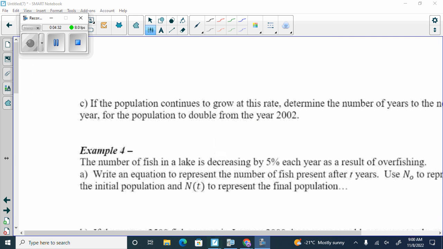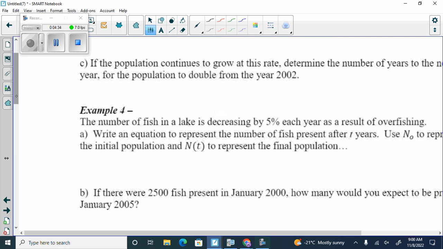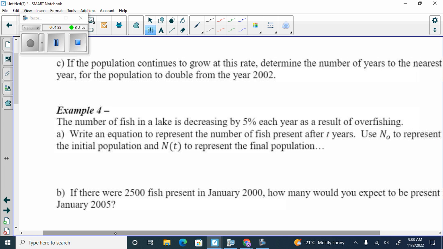And then this one says, if the population continues to grow at this rate, determine the number of years for the population to double. Now this throws people off because they read the word double and then they're like, oh, it's a doubling, tripling, half-life. No, the population is just doubling, right? So for the population to double, we would have 320,000 equals 160,000.